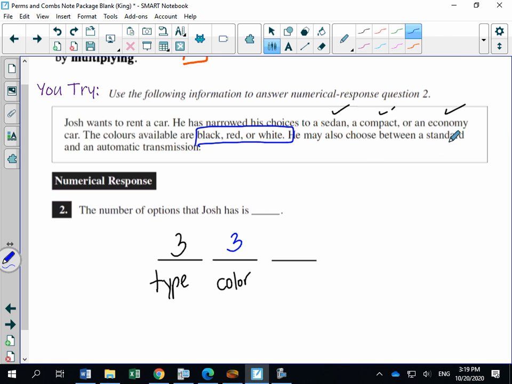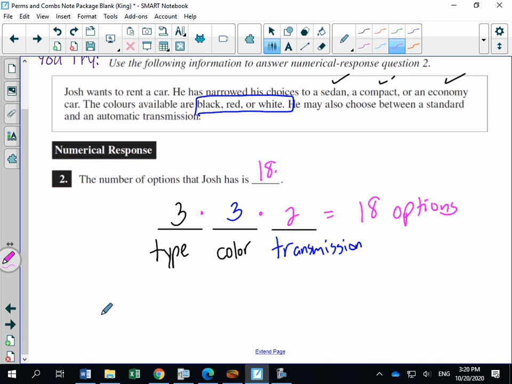He may also choose, when you buy a car, if you're going to buy a standard or an automatic transmission. So the last thing he has to decide is his transmission. There's only standard or automatic to choose from, so there's 2 choices there. So by the fundamental counting principle, the number of options that Josh has in buying a car is 3 times 3, which is 9. 9 times 2 is 18 total options. And that's the answer. Because remember, he could get a sedan that's black and automatic, or a sedan that's black and a standard, right? Then he could get a sedan that's red and automatic, a sedan that's red and standard, right? So if you did it by hand, you get 18 total options, and I would never recommend doing it by hand. Just use your fundamental counting principle.